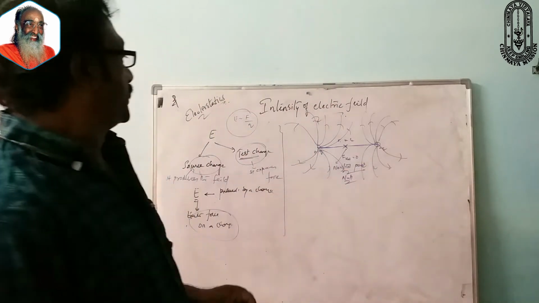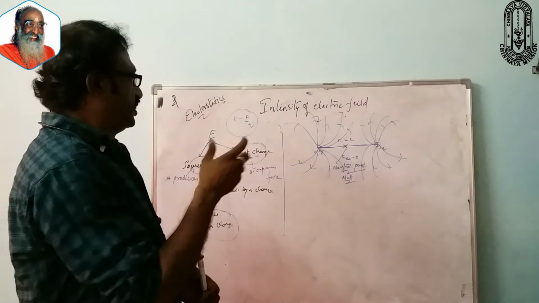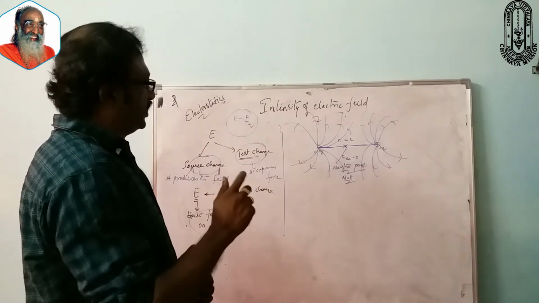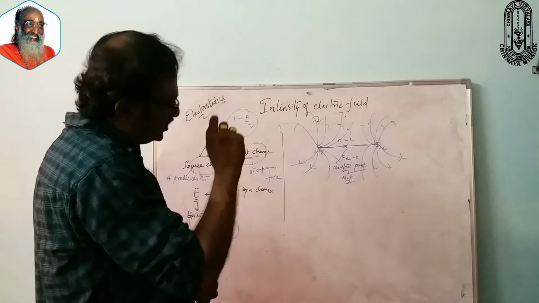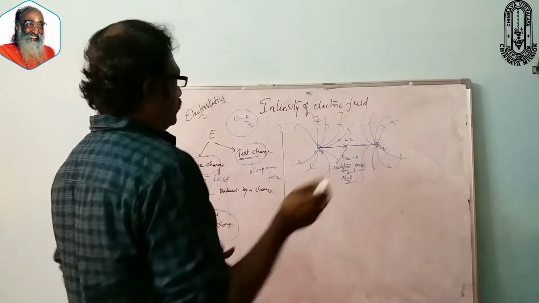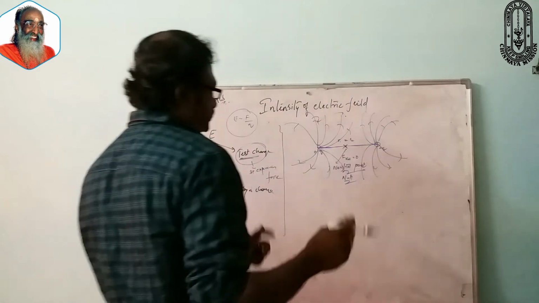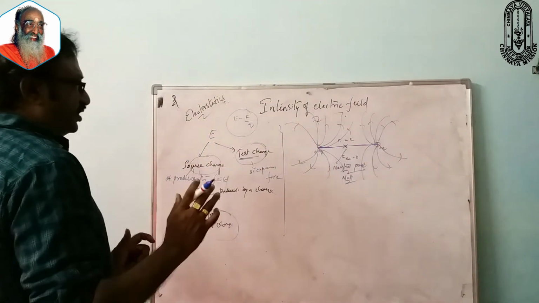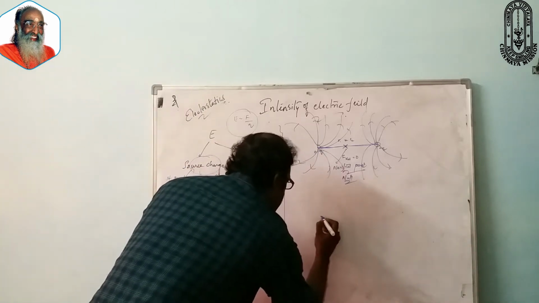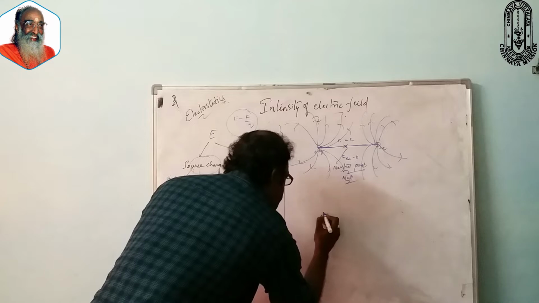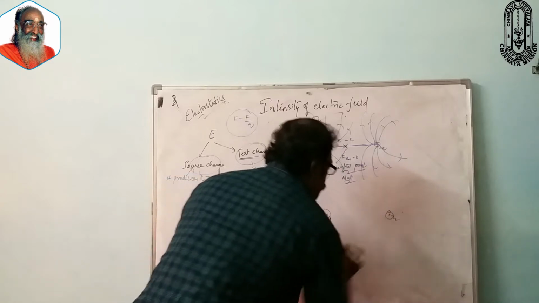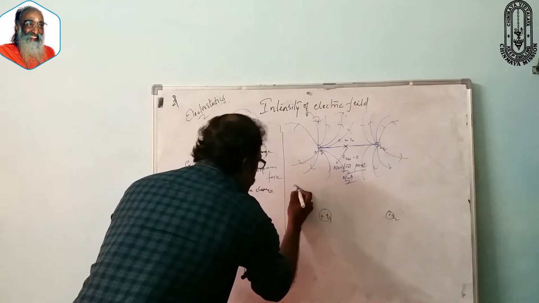Okay, so the null point is the point on the line joining the two charges where the resultant net force at that point is equal to 0. Okay. So now, after understanding this, you answer a question here. Suppose I am having two charges of the same sign, positive charges Q1 and Q2. Let me take here Q1 is greater than Q2.